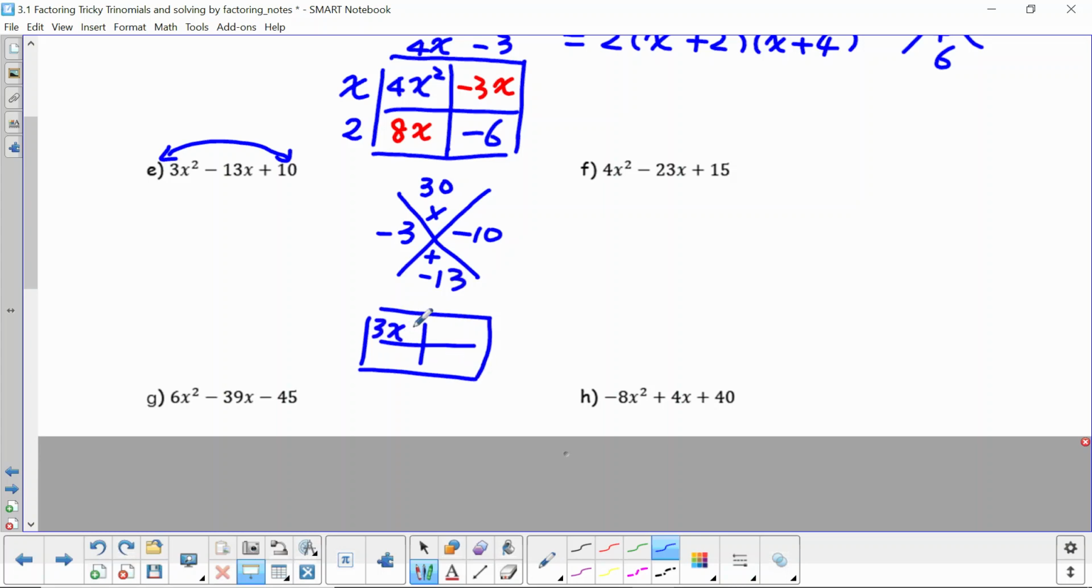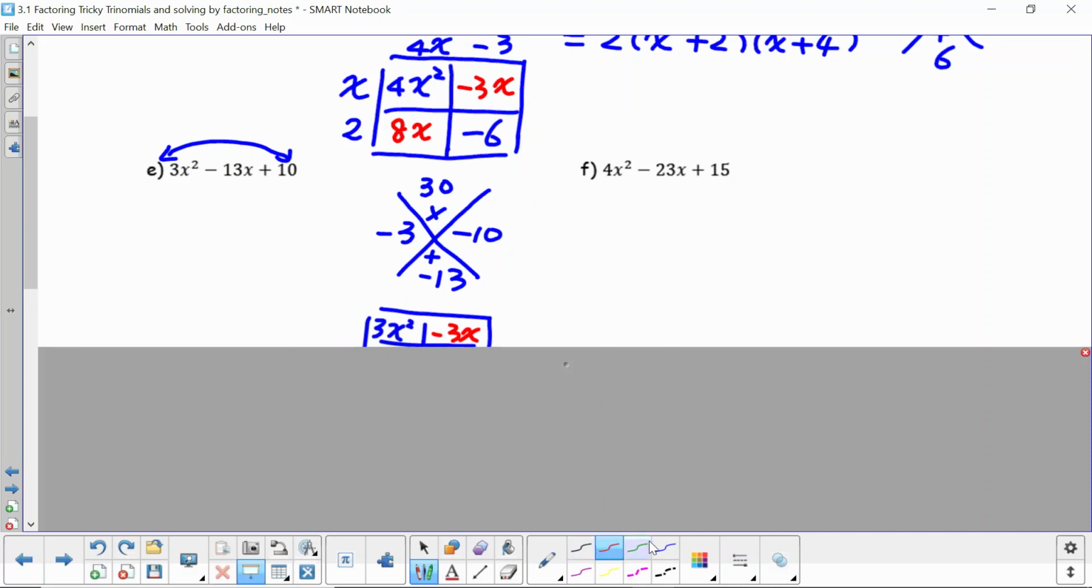3x squared, positive 10. The first and the last term, we put them here. The middle term, we split it into 2 terms, negative 3x and negative 10x. You could switch these two. Then after that, factor the first row.